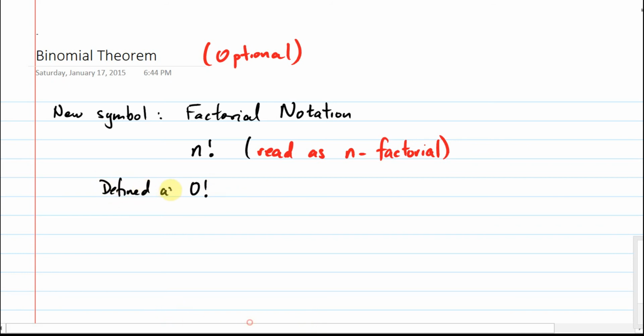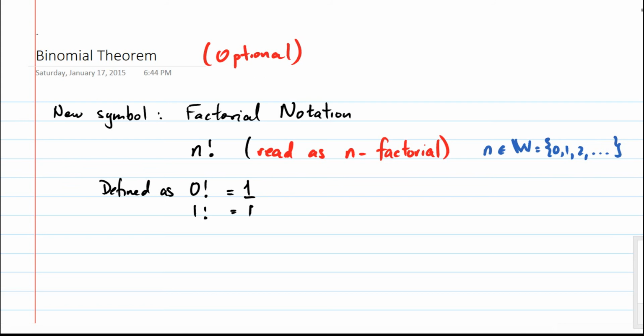It is given as follows: 0 factorial is defined as 1, and 1 factorial is 1. By the way, this number n is a member of the whole number system, which was 0, 1, 2, etc. And then finally we come to what exactly n factorial is. N factorial is the numbers starting with n, decreasing by 1, and continuing all the way down until the number 1.